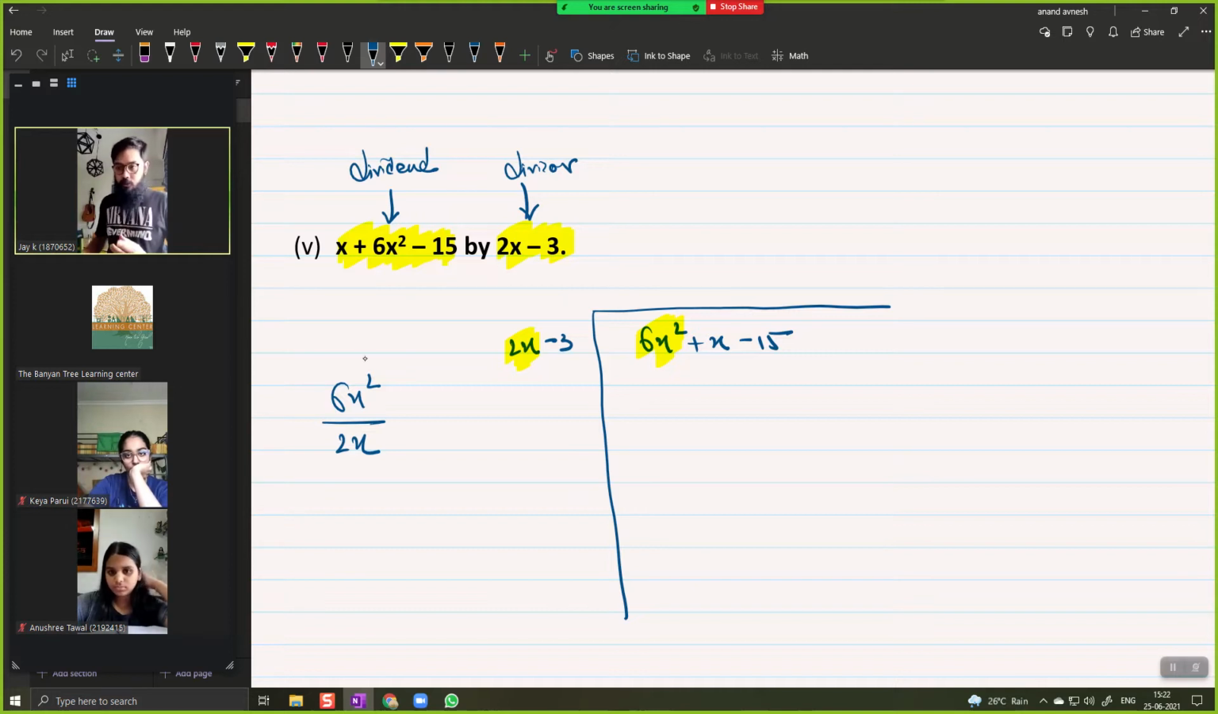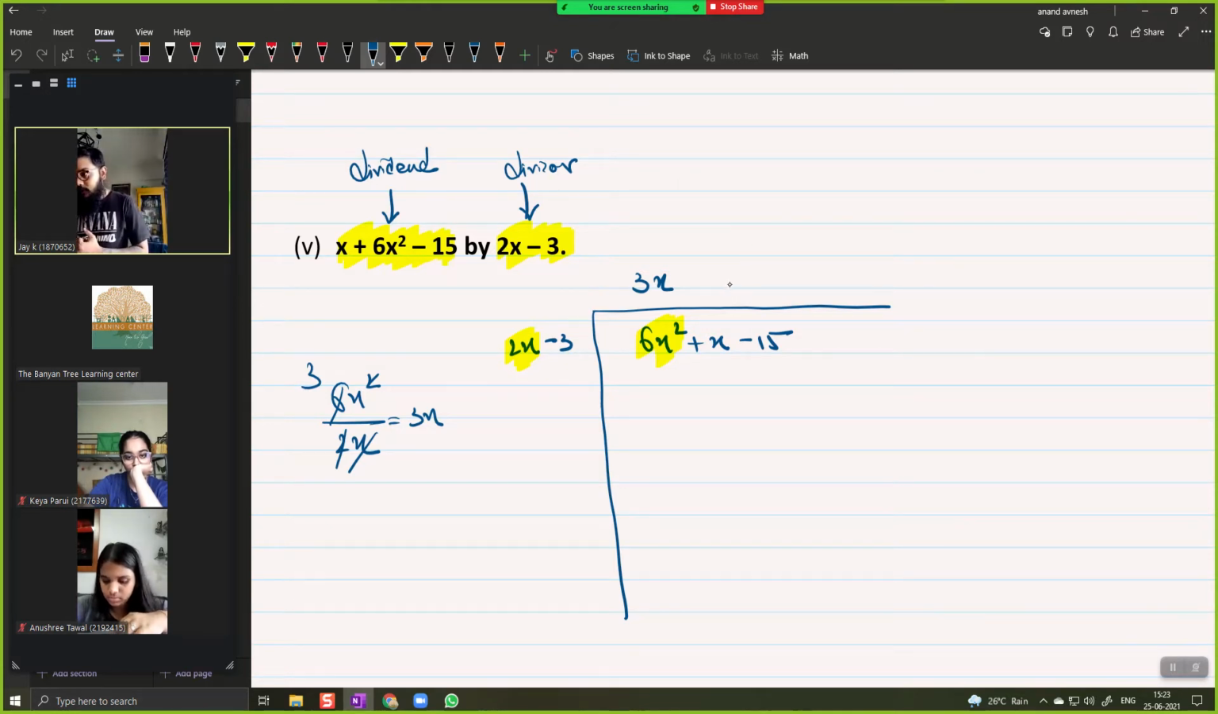Okay, so this will become 3 and this will become x. So you get 3x. What did you do? You divided the first term of your divisor by the first term of your dividend, and the answer which you got, which is 3x, you should write in the first term of your quotient.